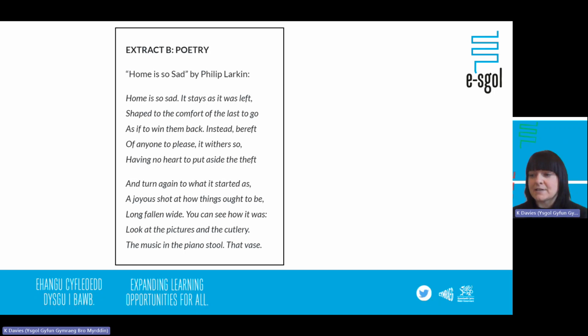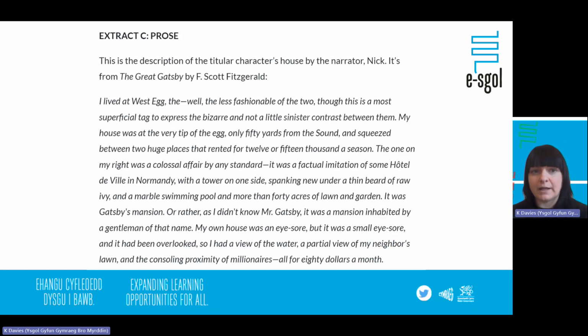So what we're getting a sense of is this idea of the shot, the ought to be, things that, you know, what should have been. Those words destroy this idea of domestic bliss. And that phrase of long fallen wide suggests that it's falling short of the mark; the expectations and what they would like to achieve isn't quite what they are getting. So using his poetry, using his vocabulary choice here, he destroys or diminishes that idea of domesticated life. Okay, and then the third extract that you've got, like I said, is from a prose text.